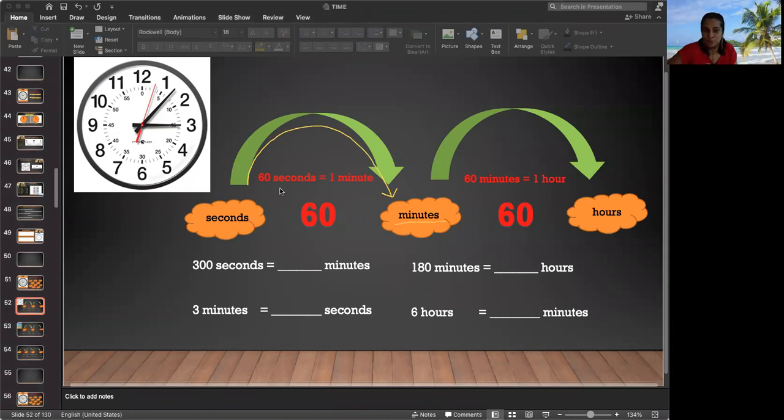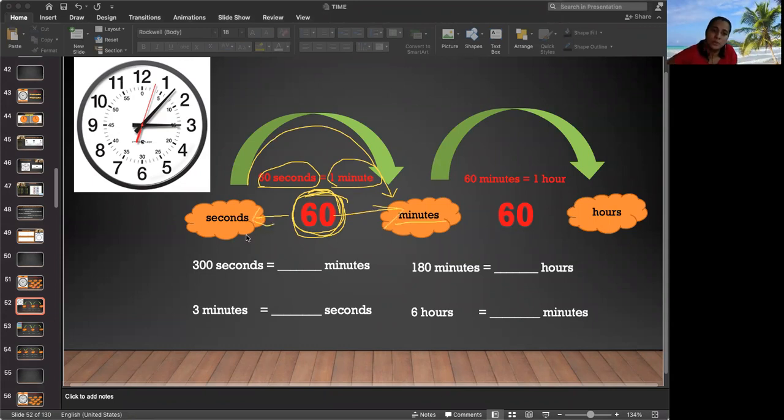As I told you earlier, if you have 60 seconds, then you get 1 minute. Whichever way you write it, 1 minute equals 60 seconds or 60 seconds equals 1 minute, it is the same. Now the magic number, or a better way of saying it, the conversion number, but I like to call it the magic number. It's the number 60 between the seconds and the minutes.